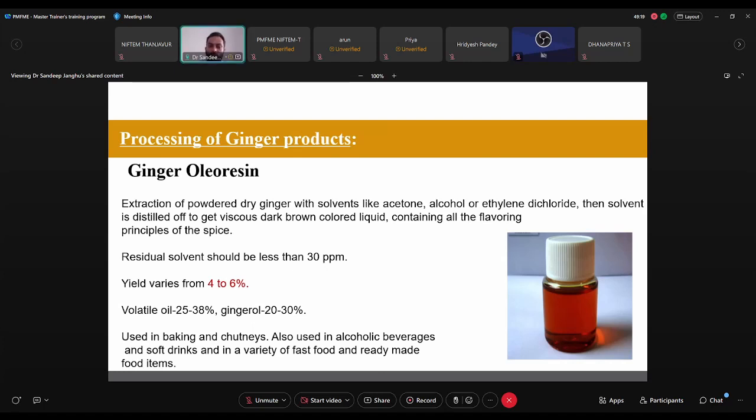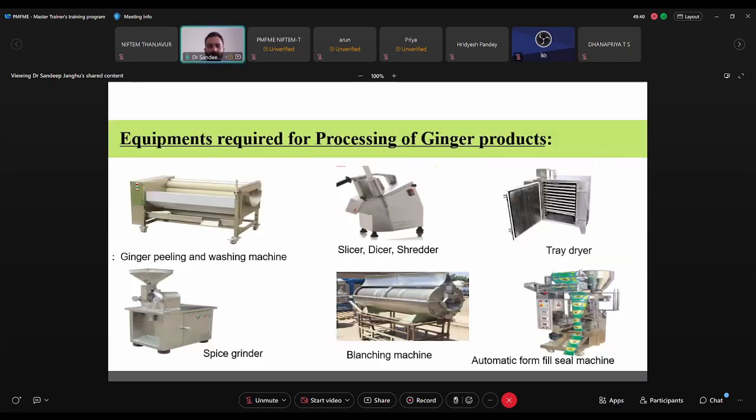This oleoresin contains volatile oils 25 to 38% and gingerol 20 to 30%. It is used in baking and in different kinds of products like chutneys, even in alcoholic beverages and ready to eat food items. Basic equipment we use for dehydration or powdering of ginger includes an automatic peeler and washer, then slicer, dicer, tray dryers, the mechanical dryer which I was talking about, which is a batch process, then grinder and pulverizer for making powder. Even a blanching machine is sometimes used, depending upon the type of product, for better color and flavor retention as well as to inactivate the enzymes. Packing of the powdered or sliced ginger using a form fill seal machine can also be done.